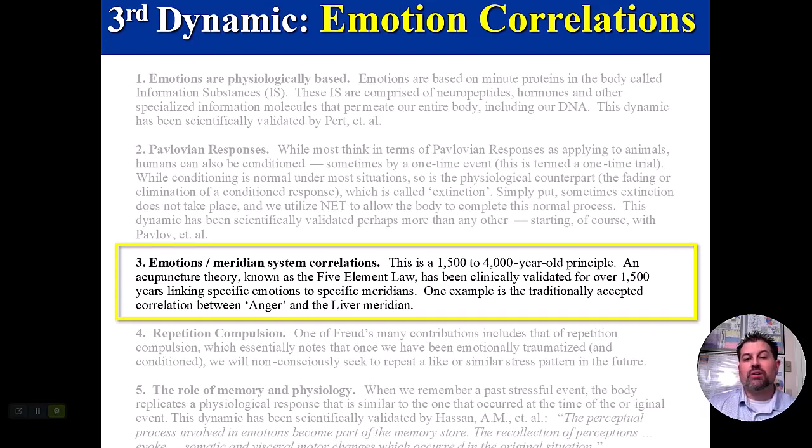Additionally, from a Chinese medicine perspective, the Chinese medicine doctors knew that the system of emotions flows through the body in a specific way. So, for example, the correlation with liver and anger.